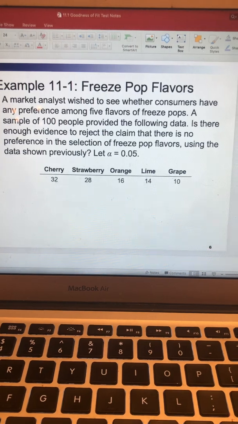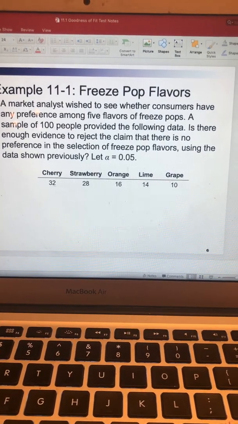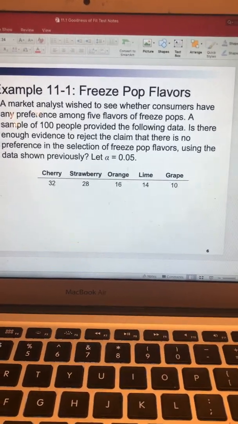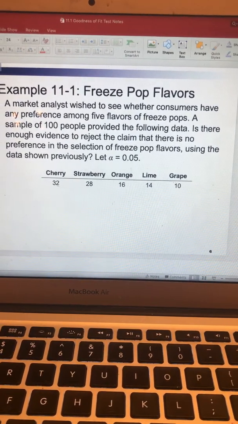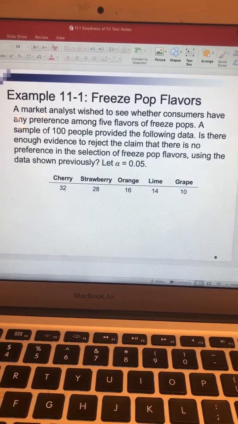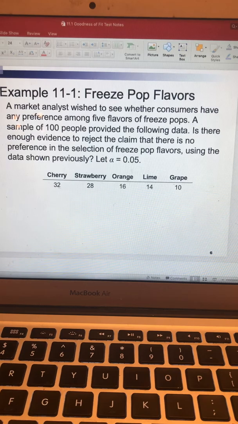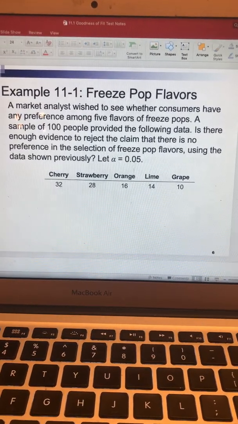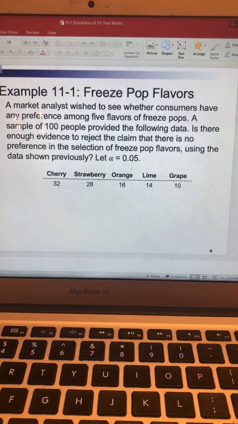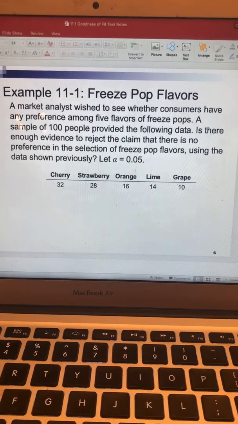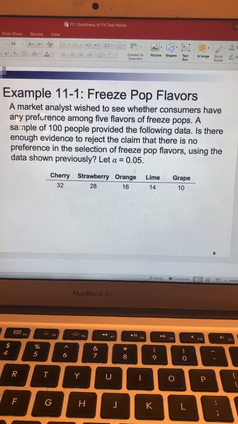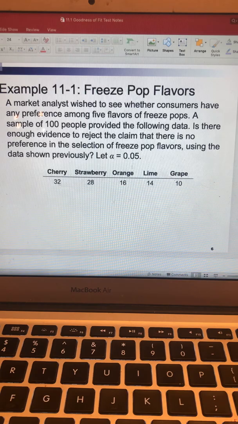We're just talking about 5 different flavors of freeze pops here. So there's no logical reason that one of these should have been far greater than any other. Now, you might argue that your favorite flavor is better than everybody else's, but hey, I would argue mine's better than everybody else's too, and mine might not be the same as yours. So with that in mind, because there was no expectation that one is going to be more than the other, our expected value for each of these categories should have been exactly the same.